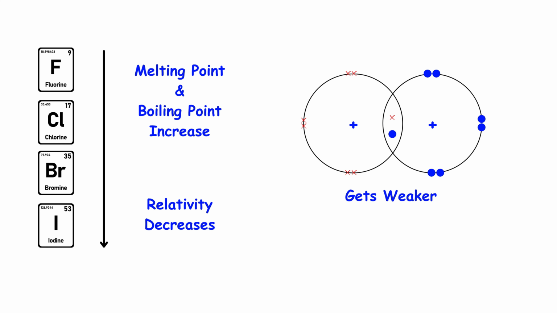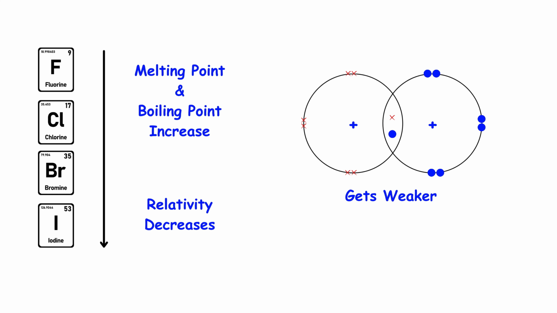This decrease in reactivity is primarily due to the increasing distance between the outermost electron shell and the nucleus as the atoms get larger. Because the nucleus is positively charged and responsible for attracting incoming electrons, this increased distance weakens that attractive force, making it harder for larger halogens like iodine to gain an extra electron. As a result, iodine is less reactive than elements higher up in the group such as fluorine or chlorine.